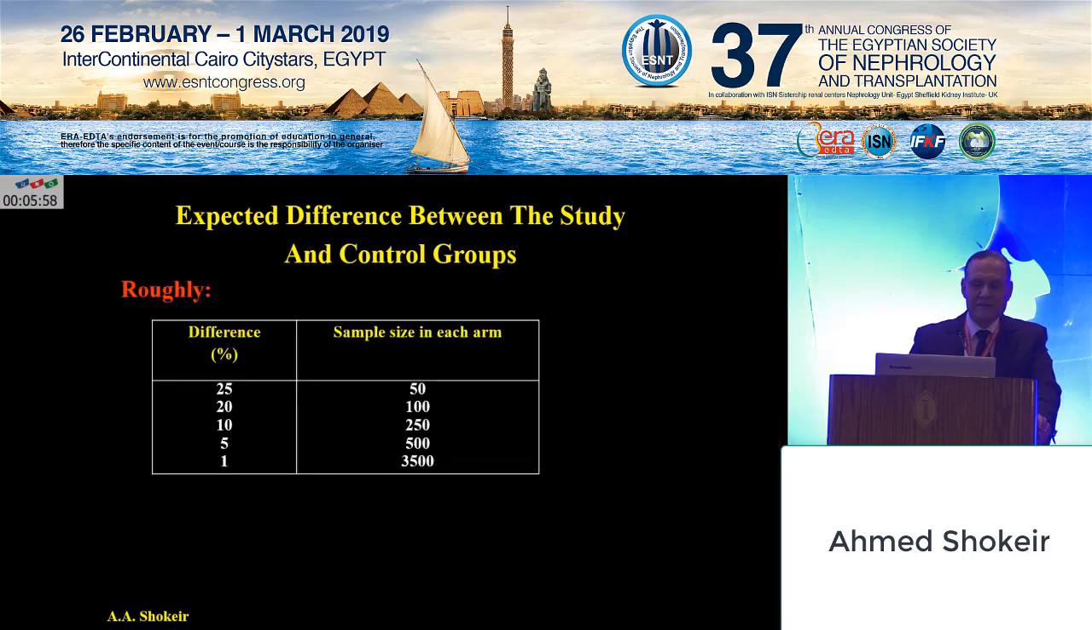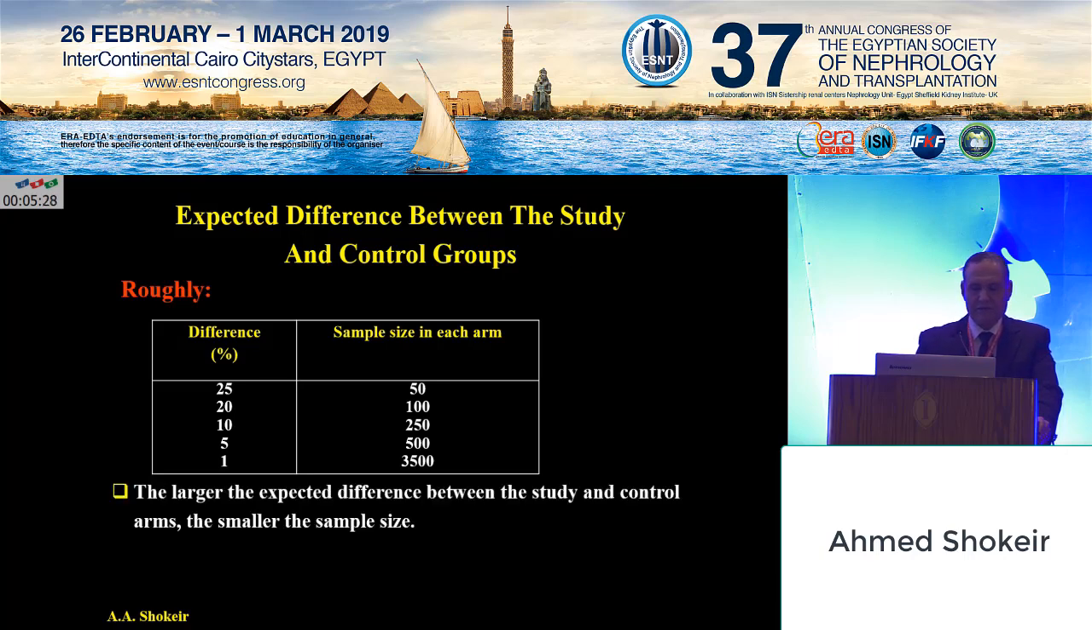And this is a very simple rough table that identifies the sample size related to the difference between the study and the control group. If the difference is 25%, the sample size will be 50 in each arm. If the difference is 20, the sample size will be 100 in each arm. If it is 10, the sample size will be 250. If it is 5, the sample size will be 500. And if it is 1 only, the sample size will be 3,500.